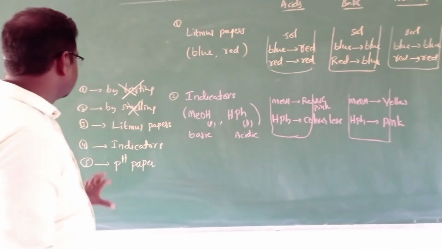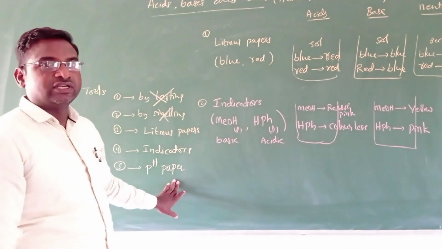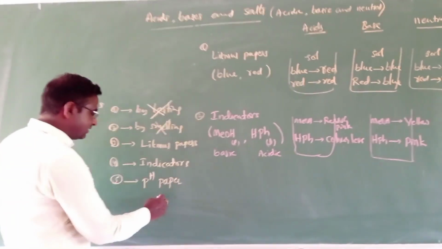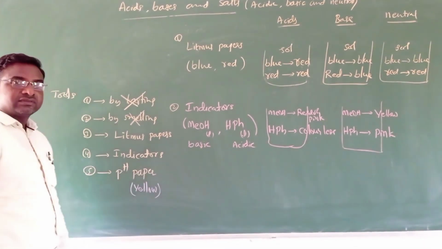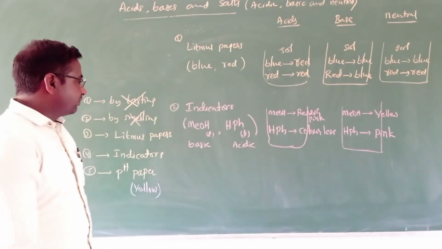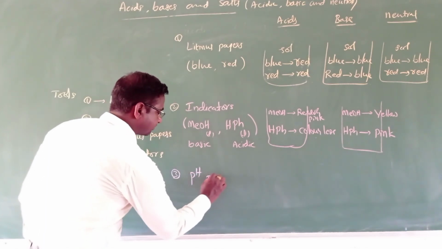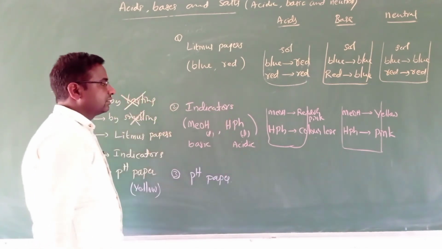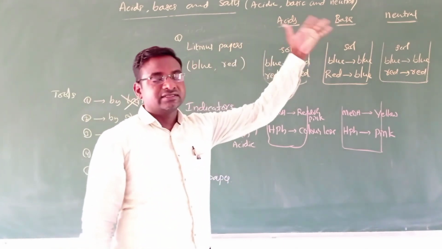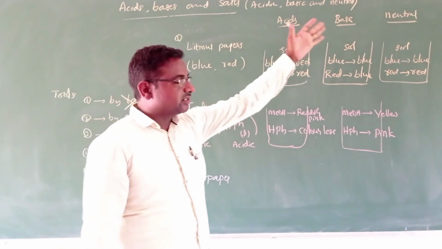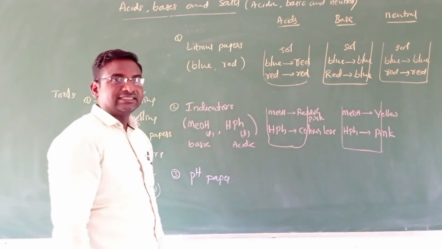Okay, the next tool is pH paper. Actually, pH paper is yellow paper. With the help of this pH paper, we can identify acidic, basic, and neutral nature, with the help of the pH scale.